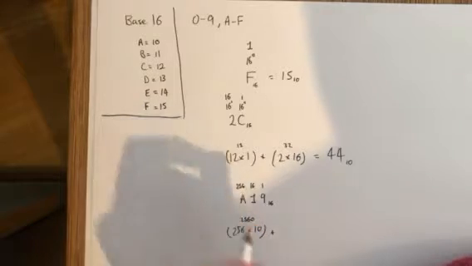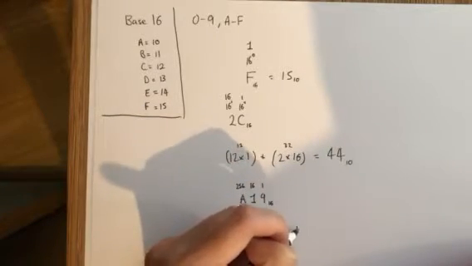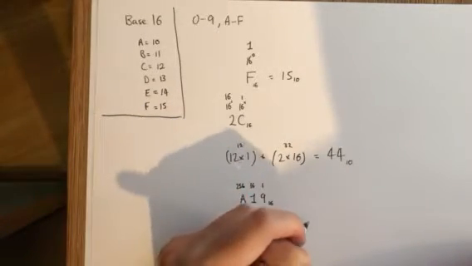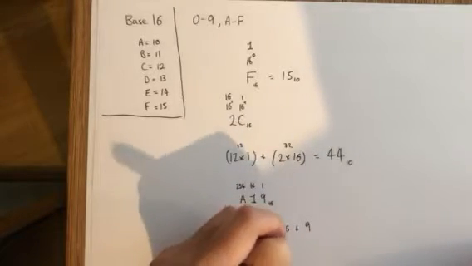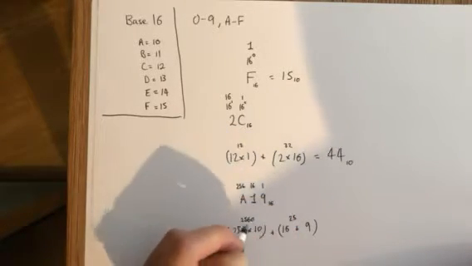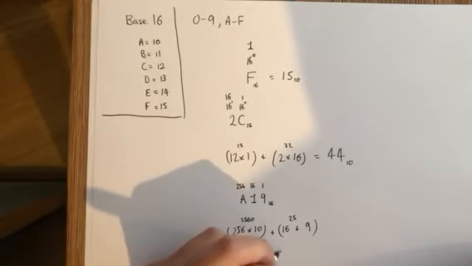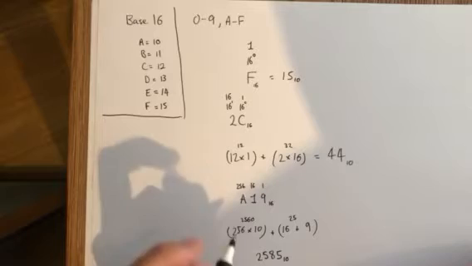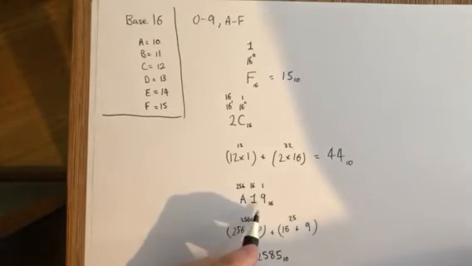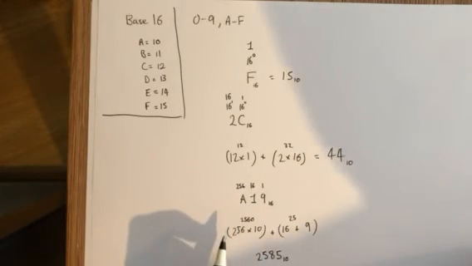We add 1 times 16, which we know is 16, and 1 times 9, which is 9. That little section there gives us 25, and we add 25 to this number, which gives us 2,585. That's our decimal number that's equivalent to A19 in hexadecimal.